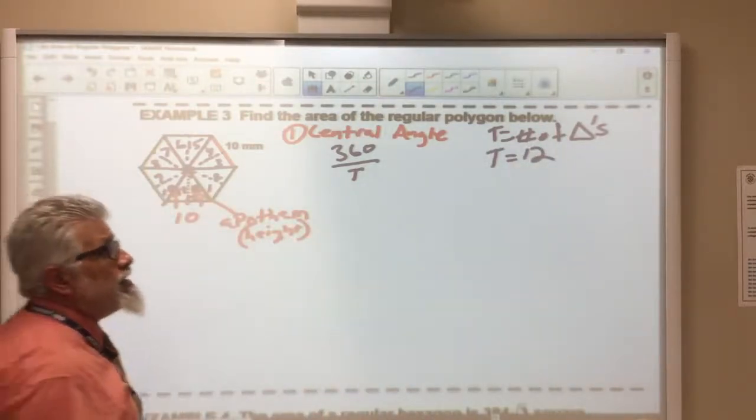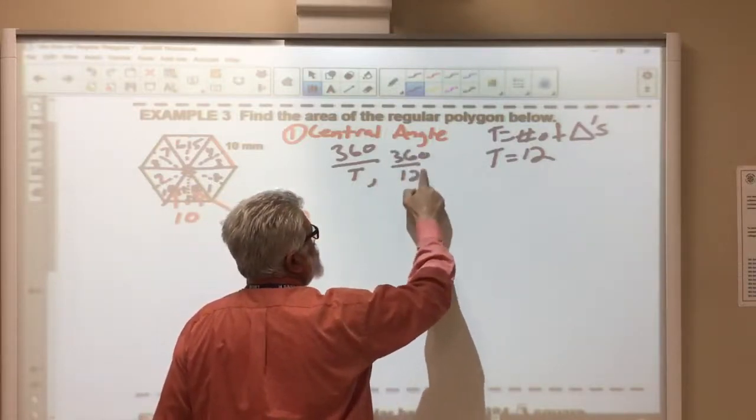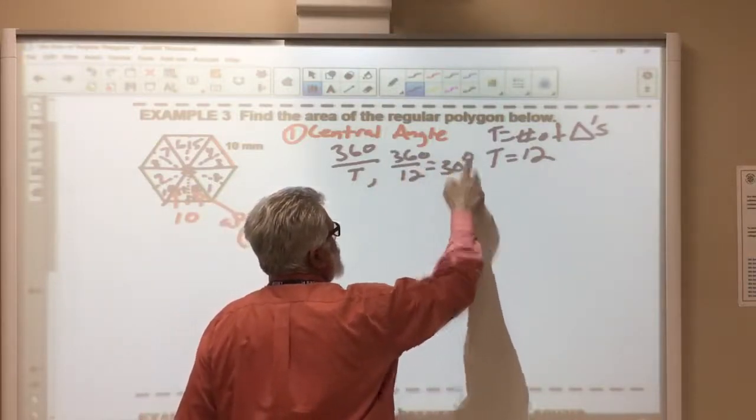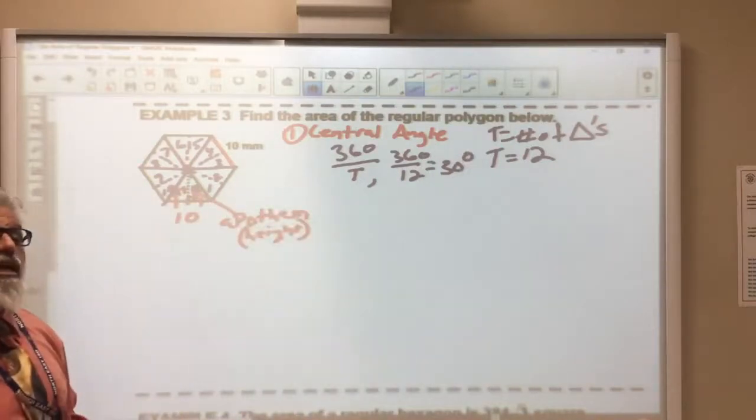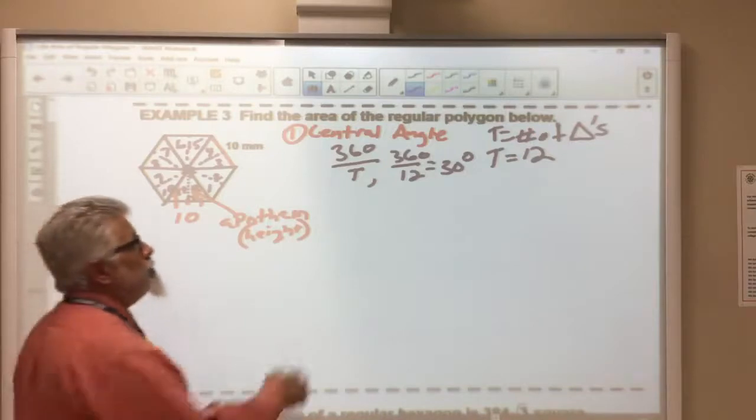I'm going to divide 360 by 12. I get my 30 degrees. That means I'm going to use my 30, 60, 90 special right triangle.